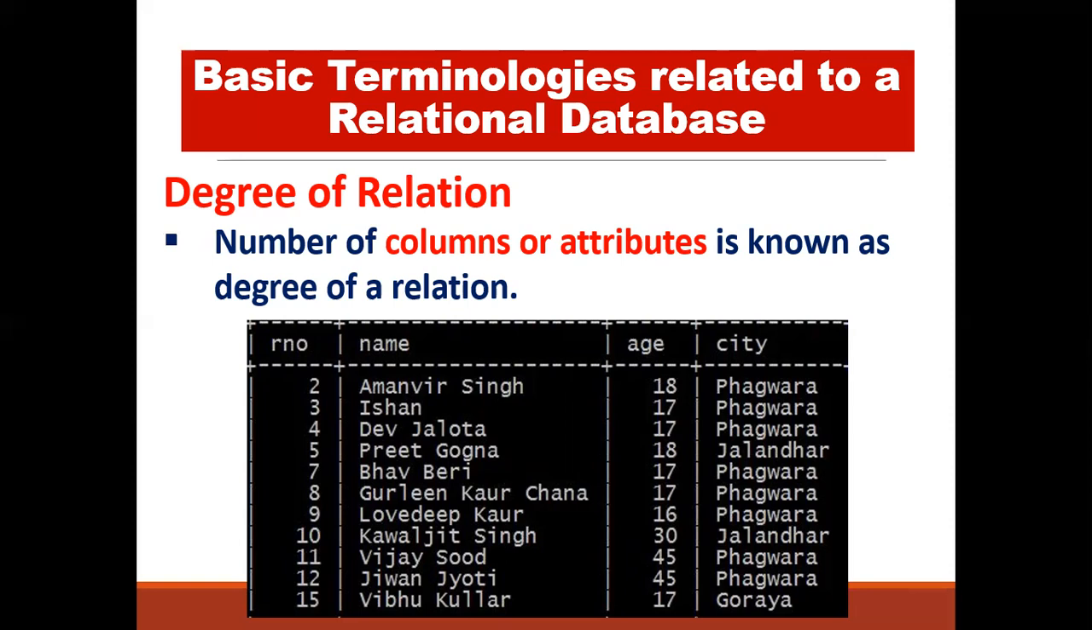Oh sir, you are doing the wrong thing. Sir, you are counting rows. But students, what are we supposed to count? We are supposed to count the columns. Number 1 is R number. Number 2 is name. Number 3 is age. And number 4 is city. So the degree of relationship for this particular table is 4.